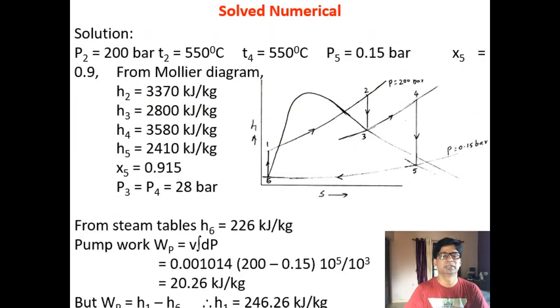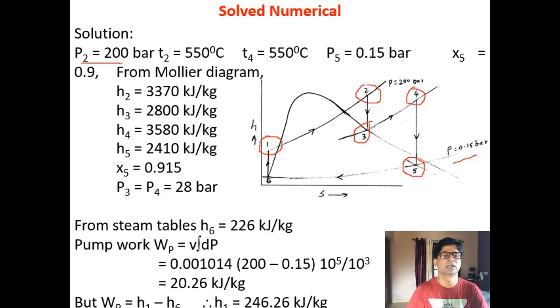So let us represent this on the HS diagram. 1 is the inlet to the boiler, 2 is the exit of the boiler or entry to the HP turbine. So 2 to 3 is the HP turbine, right? 3 to 4 is the reheat. 4 to 5 is the second stage expansion, till the pressure is 0.15 bar. So it is given 20 megapascal, that is P2 or P1, both are the same because 1 to 2 is a constant pressure heat addition process.